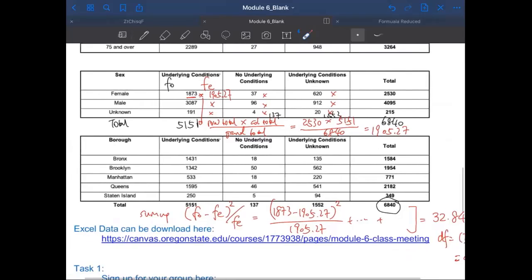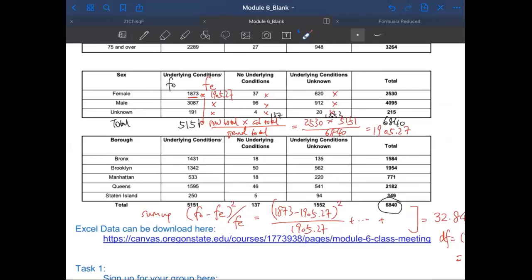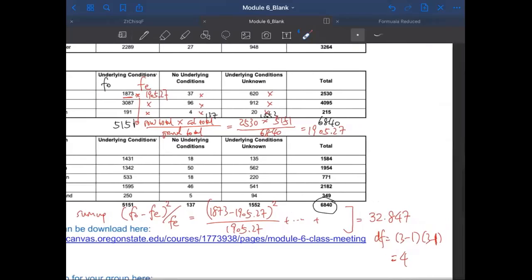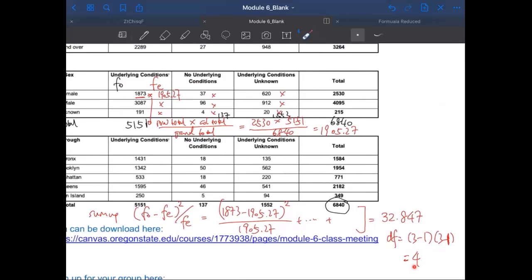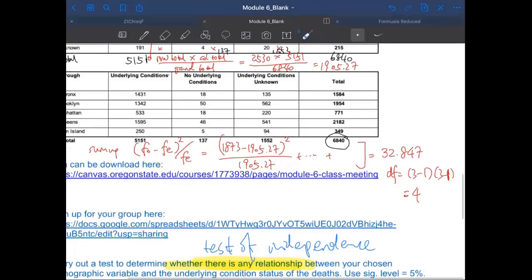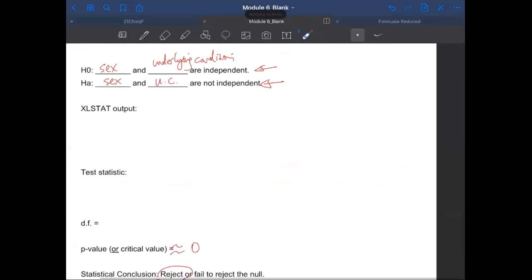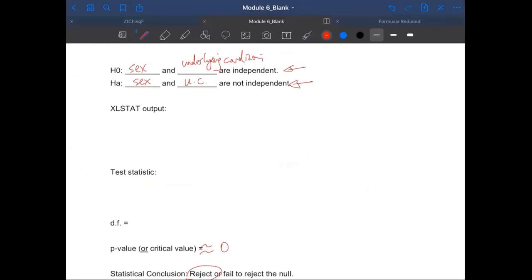For sex, we have 3 groups here. 3 minus 1, that's 2. For underlying condition, we also have 3. 3 minus 1, that's 2. So that's 2 multiplied by 2, that's 4. So you should double check to be sure your degrees of freedom is 4, right? And so let's see. We can go back here and write out the test statistic. The degrees of freedom I'm working on is 4, and the p-value is 0.